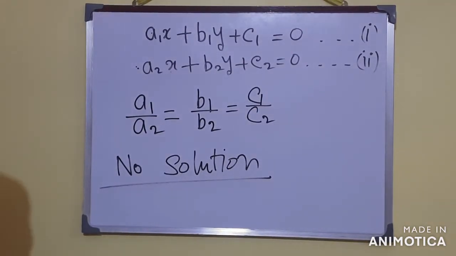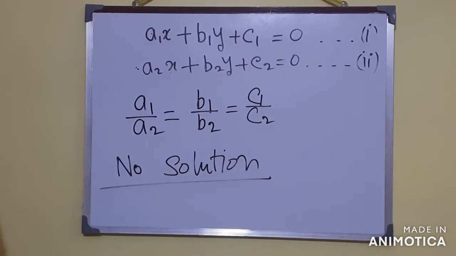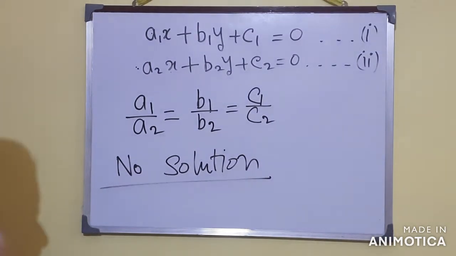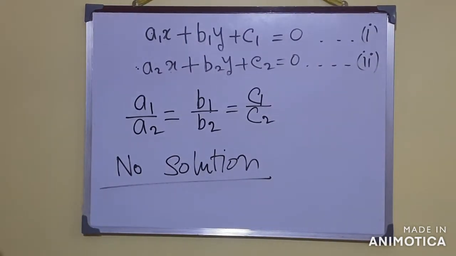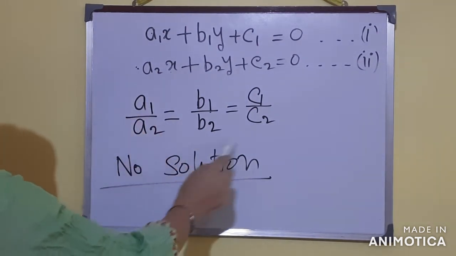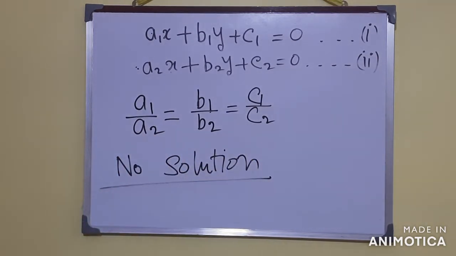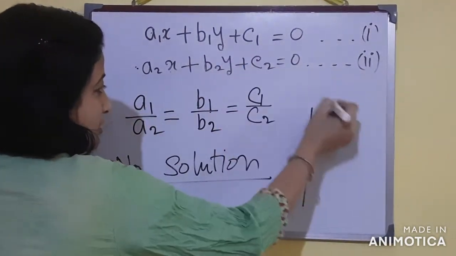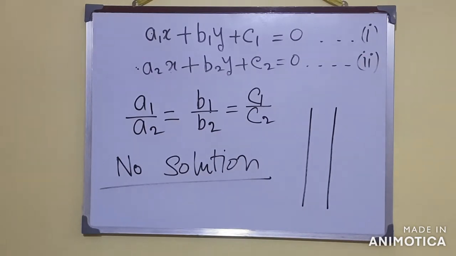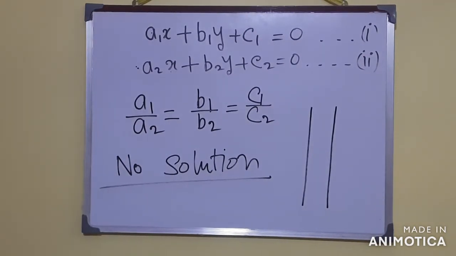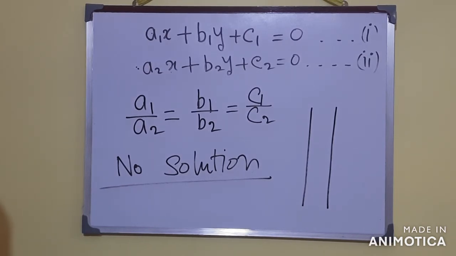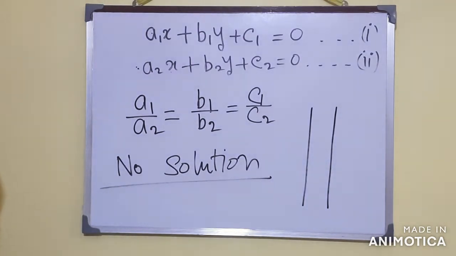Actually in this case I also want to share that these two equations, linear simultaneous equations, are actually representing the equations of straight lines, and whenever we are writing there is no solution, means this condition is satisfied, it is actually meaning that these two straight lines are parallel to each other. That's why they will not at all intersect, and that's why there will not be any common point. That's why there is no solution.